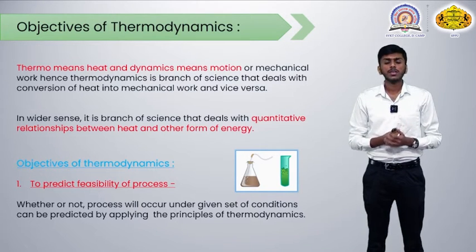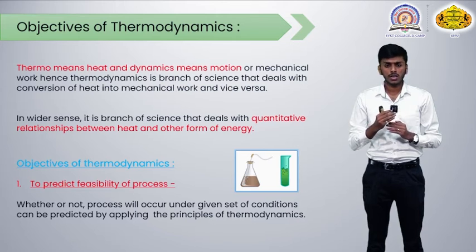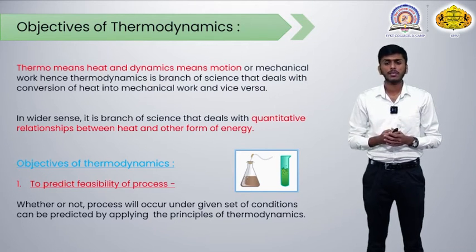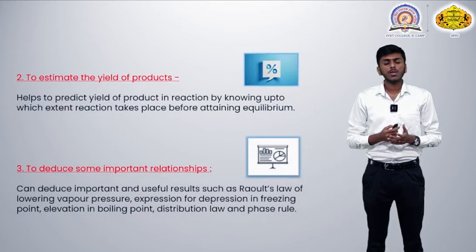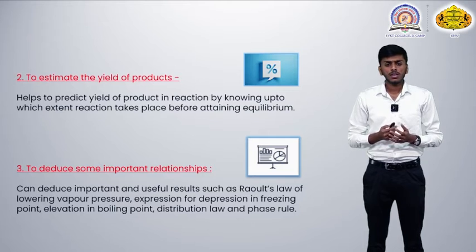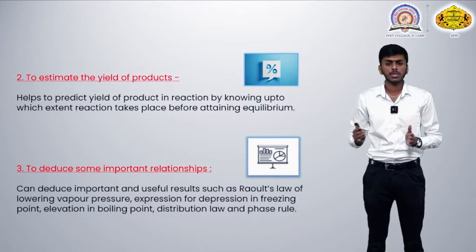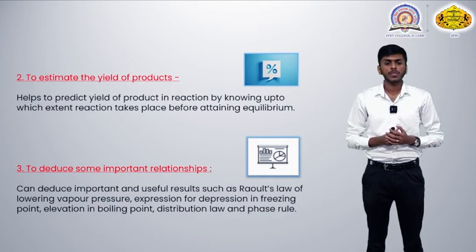The first objective is to predict the feasibility of the process. Whether or not the process will occur under a given condition can be predicted by applying the principles of thermodynamics. The second objective is to estimate the yield of products. Thermodynamics helps to predict the yield of the product in a reaction by knowing up to which extent the reaction takes place before attaining equilibrium.